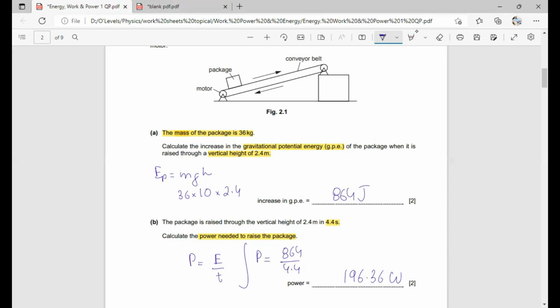This second part is interconnected with your first part. If you calculate wrong, they have tried to trick us by telling us the vertical height of 2.4 meters again. We don't need all that because the vertical height is the same as in the first part. We have already calculated the amount of energy, so we will just use that energy and divide it by the time.